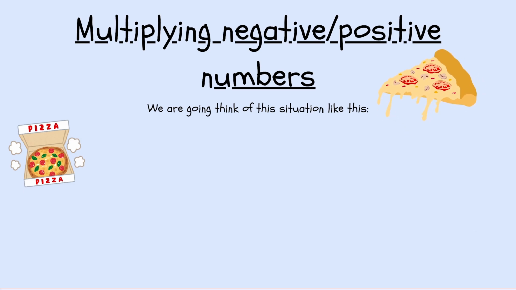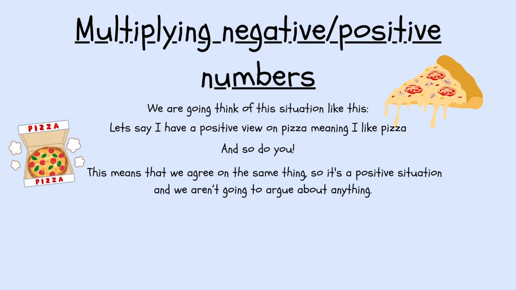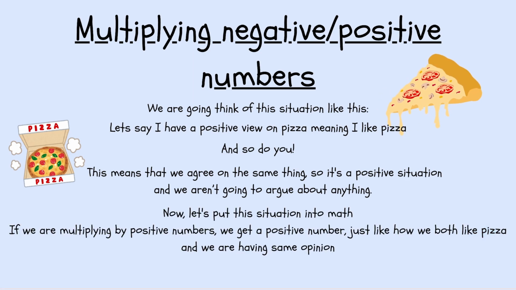We're going to think of the situation like this. Let's say I have a positive view on pizza, meaning that I like pizza. And so do you. This means that we agree on the same thing, so it's a positive situation and we aren't going to argue about anything. Now we're going to connect this back to math. If we're multiplying by positive numbers, we get a positive number, just like how we both like pizza and we're going to have the same opinion.